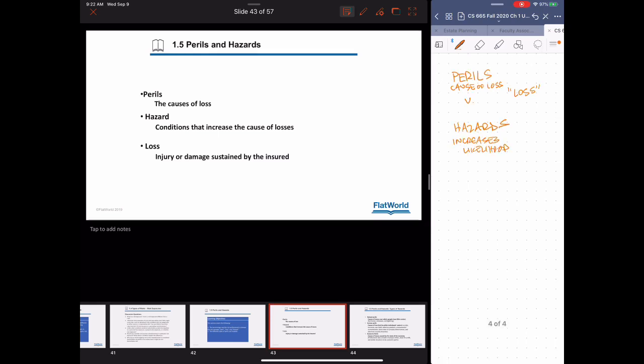So a cause of loss might be a single car accident, whereas an increased likelihood, a hazard that would increase that likelihood, might be ice on the road. And the loss associated with that might be the damage to the vehicle, the wage loss for the driver if they're hurt, the damage to the tree or whatever the property is that the driver hits, and that would be considered a liability loss.